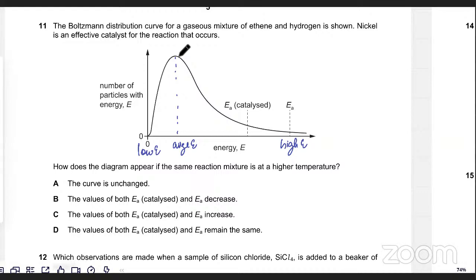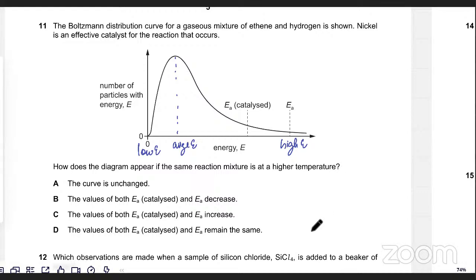For example, if you're sitting in your room at 25 degrees centigrade, most particles would have energy corresponding to 25 degrees centigrade. Very few particles in the room would have energies that are really high or really, really low. Now he's asking, how does the diagram appear if the same reaction mixture is at a higher temperature? What happens at a higher temperature?